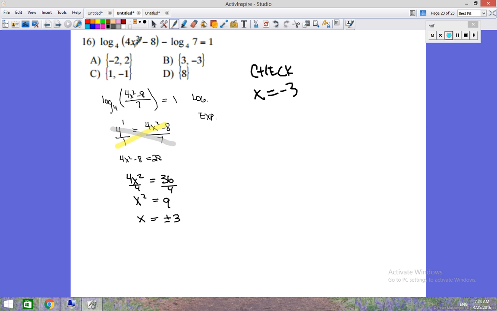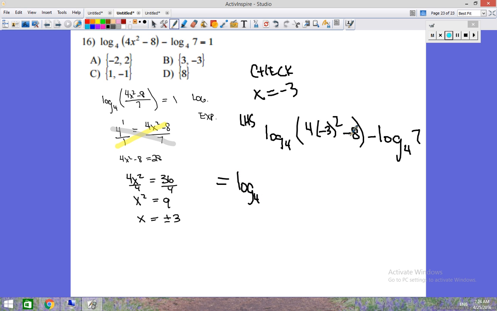Negative 3. If we plug negative 3 into here, will the left-hand side equal the right-hand side? So the left-hand side of my original equation has log base 4 of 4x squared, which is 4 times negative 3 squared minus 8, minus log base 4 of 7. Now, negative 3 squared is 9, and 4 times 9 is 36, and 36 minus 8 is 28.